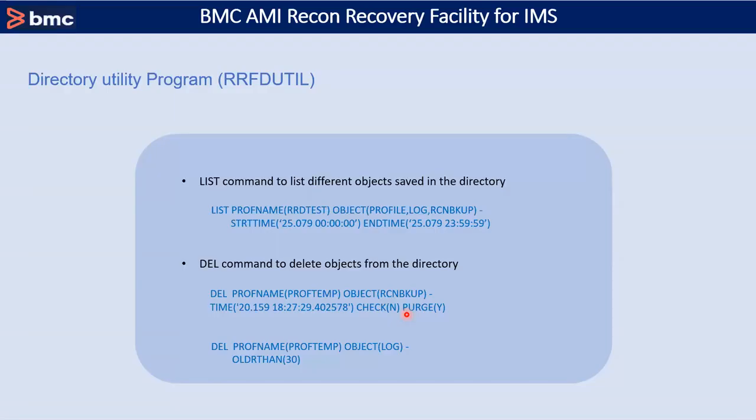If you set check no and you want to delete all the log records that are older than 30 days or 50 days, then you can code a different keyword called older than. So you tell which profile and the object you want to delete, and you say older than n number of days. So it will delete all the records matching that object that are older than 30 days in the directory. The objects that you can delete using older than are really the log and recon backup. Those are the only two objects. I think we have a demo at the end, so you can see how that works.